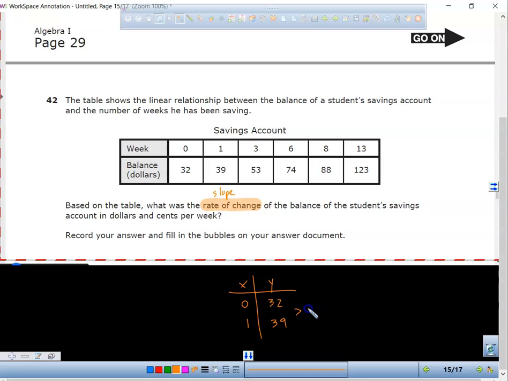What's the gap in my y's? What's the change in y? 7. What's the change in x? 1. What's your slope always equal to? The change in the y over the change in the x. So 7 over 1, which is 7. And that was your answer for this one. Just the number 7. That was the slope, the change in the y over the change in the x.